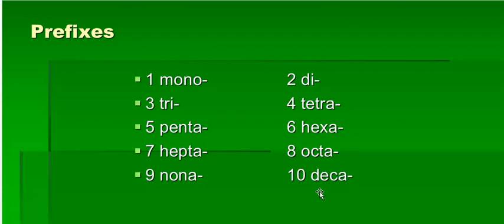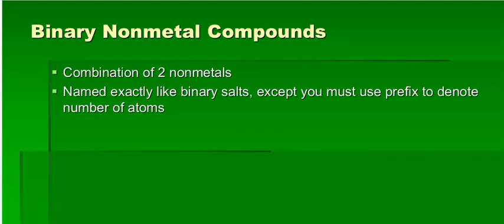The third type of binary compound, we're going to use prefixes. So here are the prefixes 1 through 10, and these are going to indicate how many atoms we have. We only use prefixes with binary nonmetal compounds. So binary nonmetal compounds, combination of two nonmetals. We're going to name them just like binary salts, so the suffix is going to be "-ide". The only exception is I have to use prefixes to denote the number of atoms. So let me go through a couple of examples.